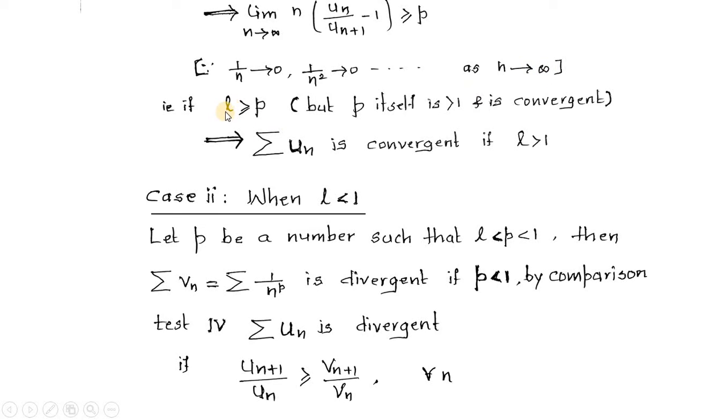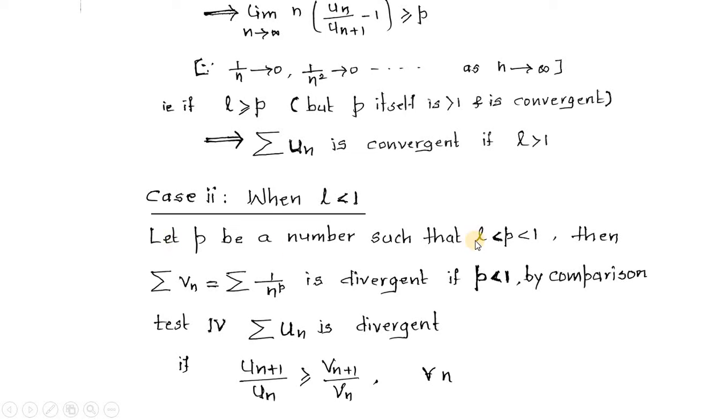So finally we'll have L greater than or equal to p, but p itself is greater than 1 and we know that it is convergent. Hence it implies that sigma un is convergent if L is greater than 1. Now we'll see case 2, when L is less than 1.